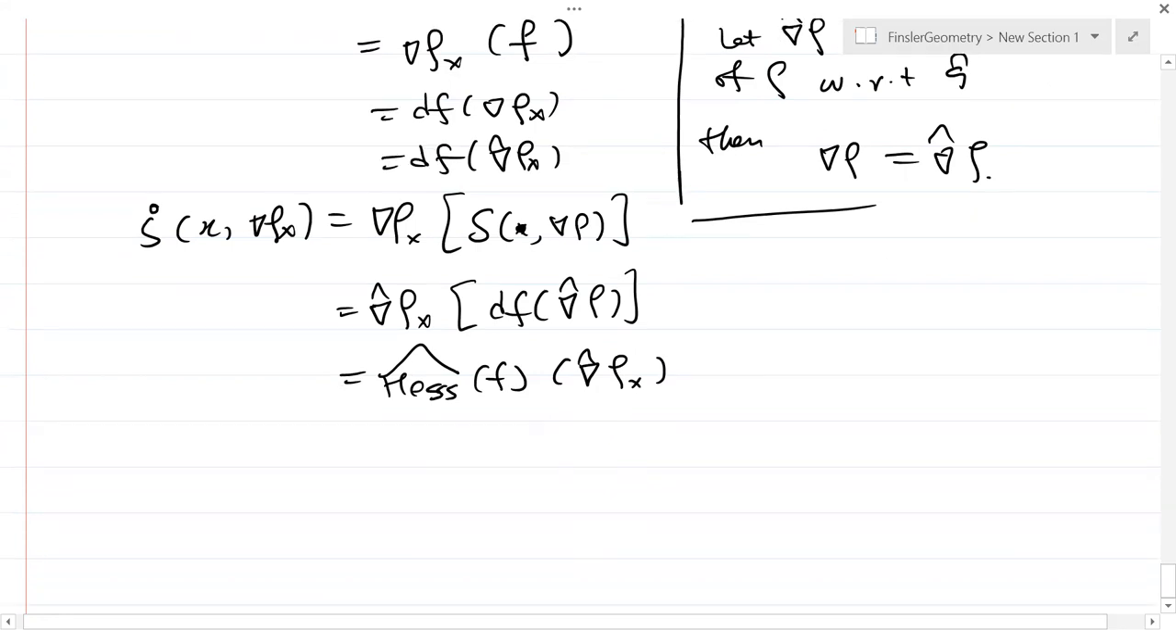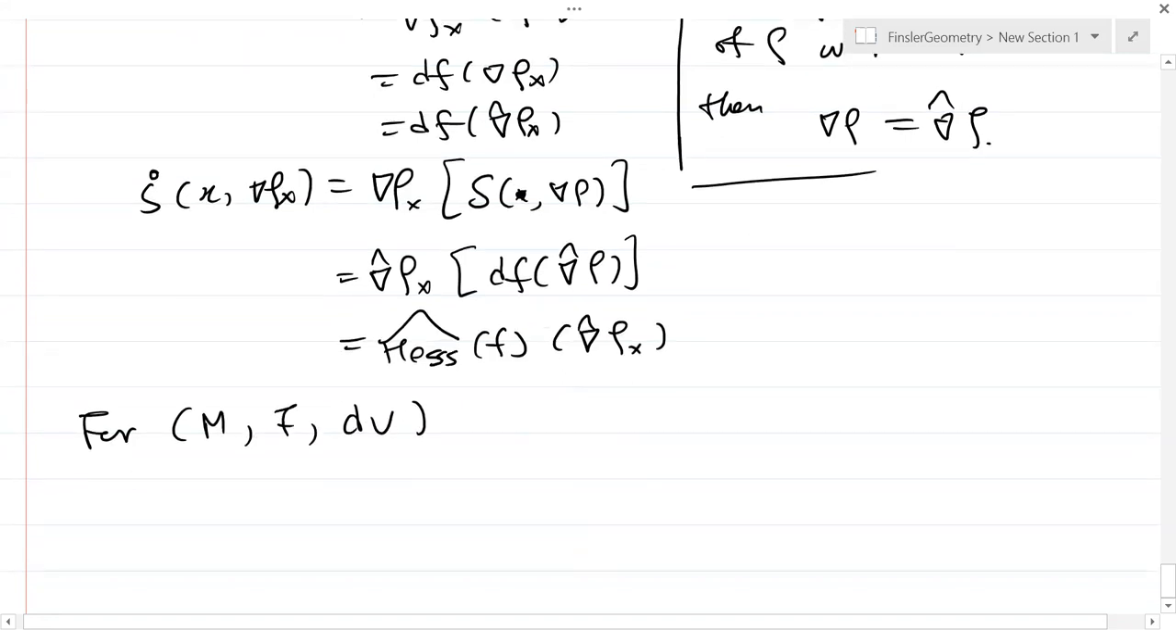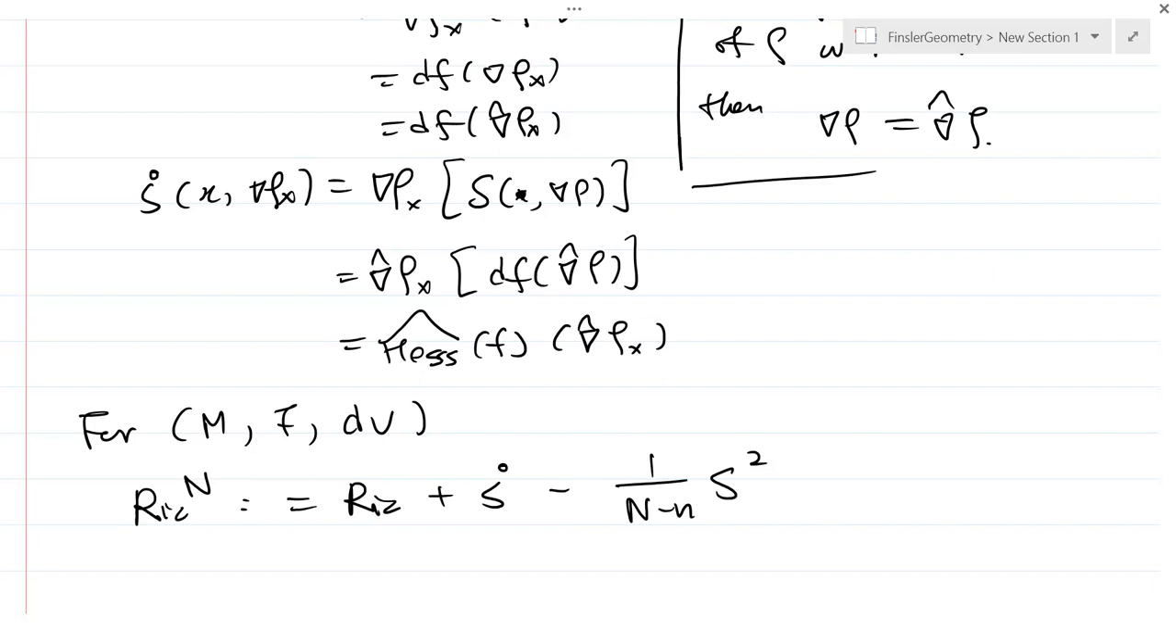Now, for Finsler manifolds, with a volume form and a Finsler metric, we're going to introduce the weighted Ricci curvature. The weighted Ricci curvature is defined by the Ricci curvature plus Ṡ minus S squared over (N−1), where N is capital N. That's very natural.